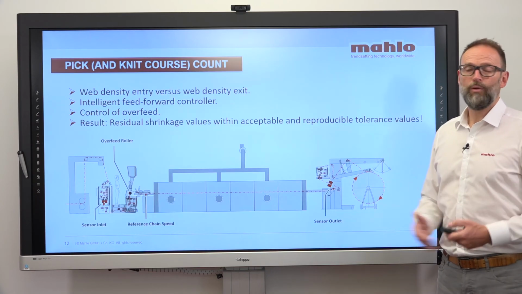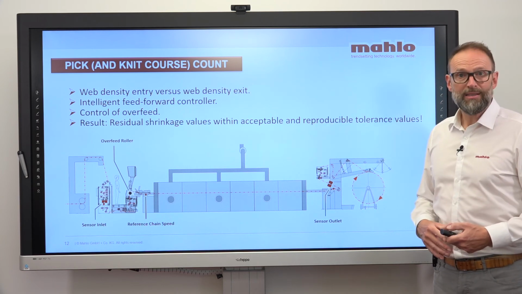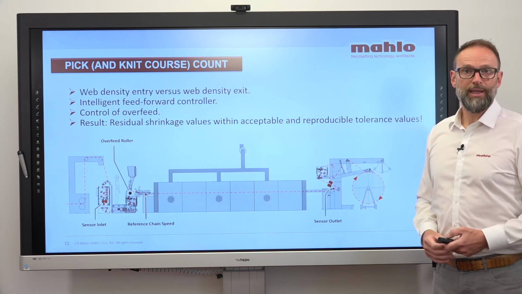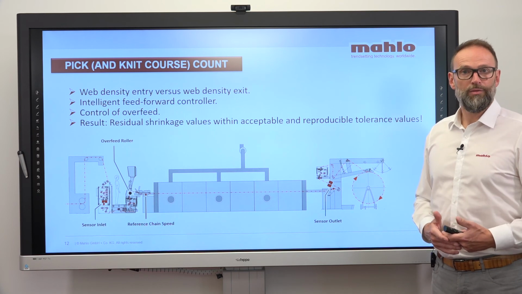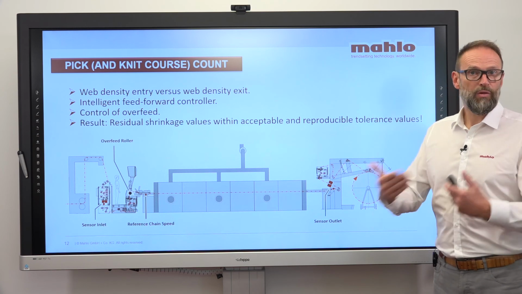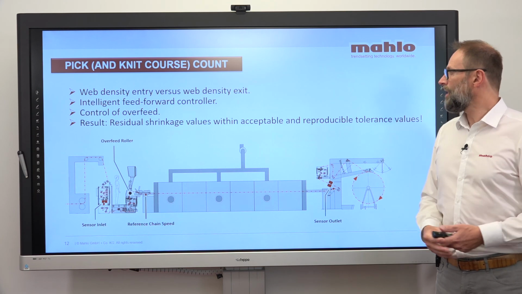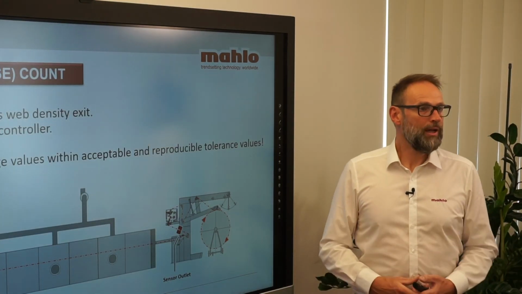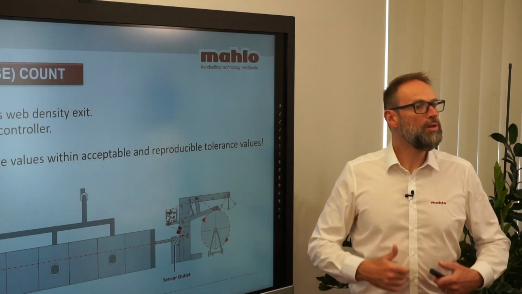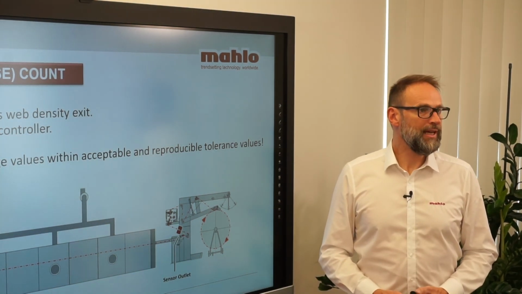So again, a quick rundown. The density at the entry and the density at the exit is quite important to control the overfeed accordingly, and this overfeed control makes sure that you have always the right density and therefore also the right residual shrinkage, so the values are always within an acceptable target, and make sure that the t-shirts that you produce will not be only with your kids in the future but stay as they are.